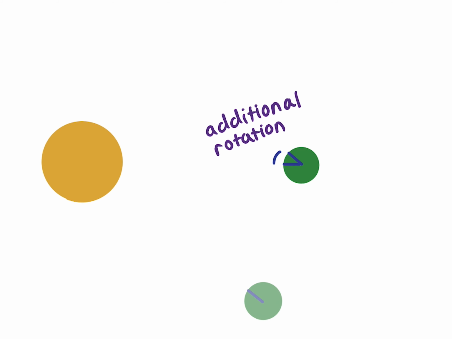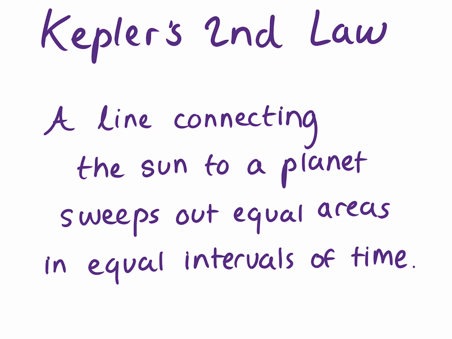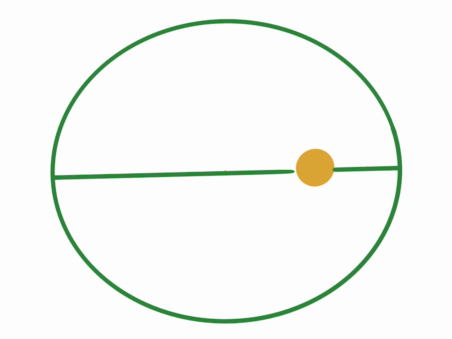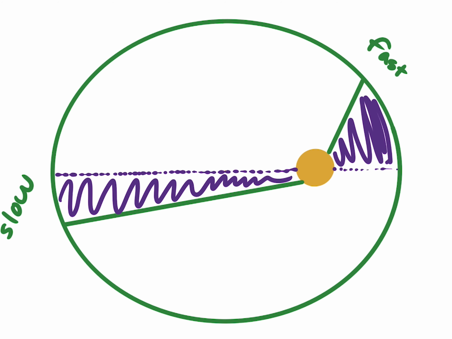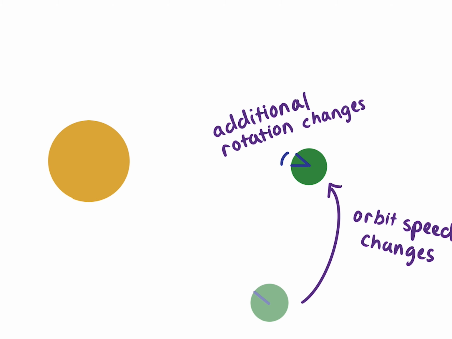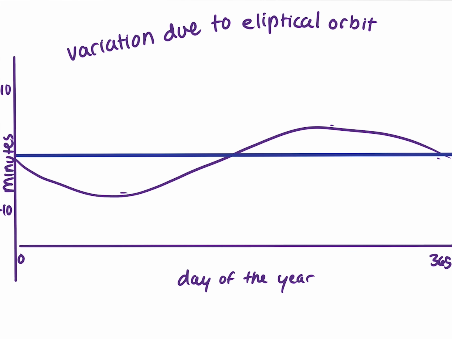According to Kepler's second law, a line connecting the sun to a planet sweeps out equal areas in equal intervals of time. Because Earth's orbit is elliptical, this means on one side the Earth orbits slower than on the other. And because the orbit speed is changing, that means the additional amount of rotation the Earth has to do each day changes, resulting in shorter and longer days, or the sun appearing to move slower or faster. This is a graph of the average sun in blue, and then the real sun in purple, and you see it gets behind and ahead of the average sun throughout the year. So that's the first factor that influences the sun's pace.